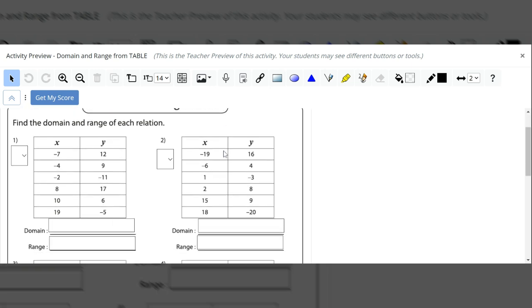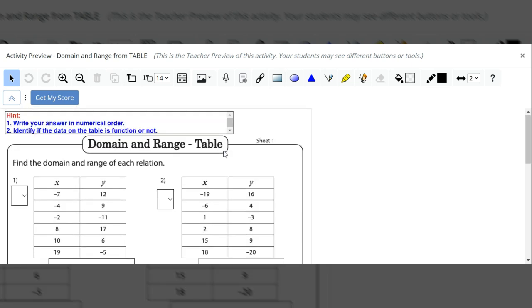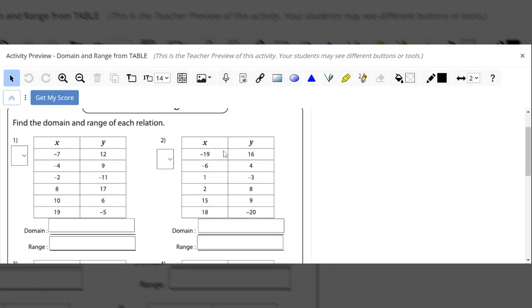Hello, everyone. Now, in this topic, we're going to find the domain and range using the table. So, basically, the domain is the value of x. Again, domain is x, range is y. Now we're going to solve these two problems here. Find the domain and range of each relation.